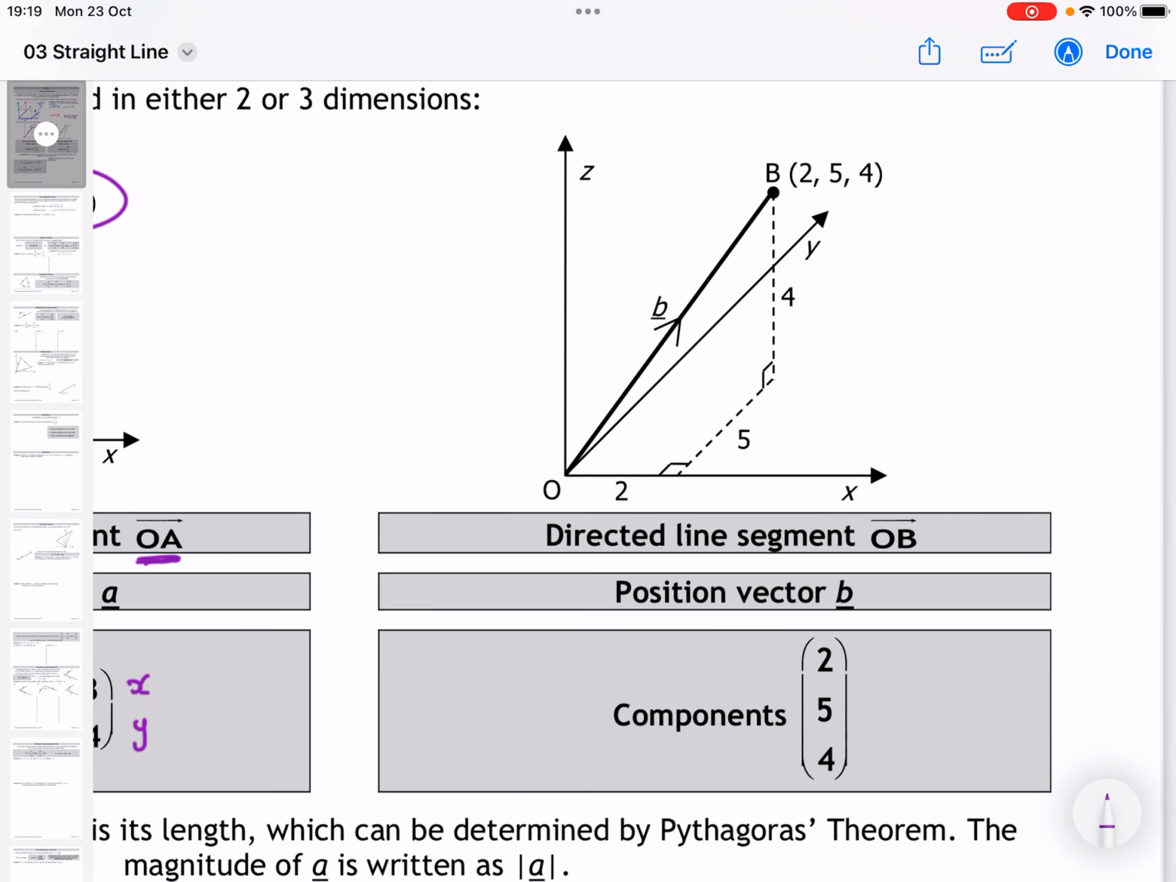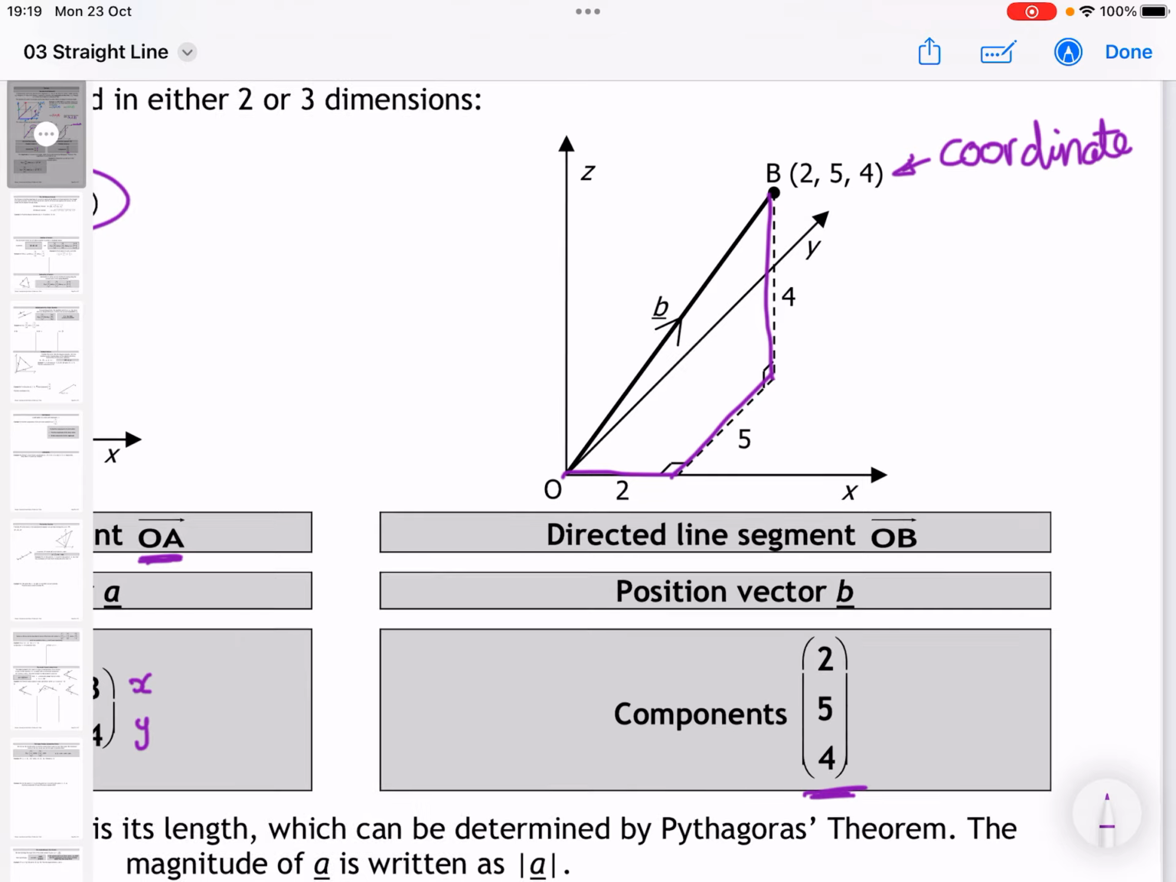So this is a vector OB. Okay, we've got an arrow. We didn't have an arrow in the last one, which is why I drew it. So to get from O to B, we're going along 2, back 5, up 4. So B is a coordinate. Apologies about the handwriting. B is the coordinate 2, 5, 4, but it is the vector 2, 5, 4, which is written vertically. You need to know the difference between a coordinate and components.